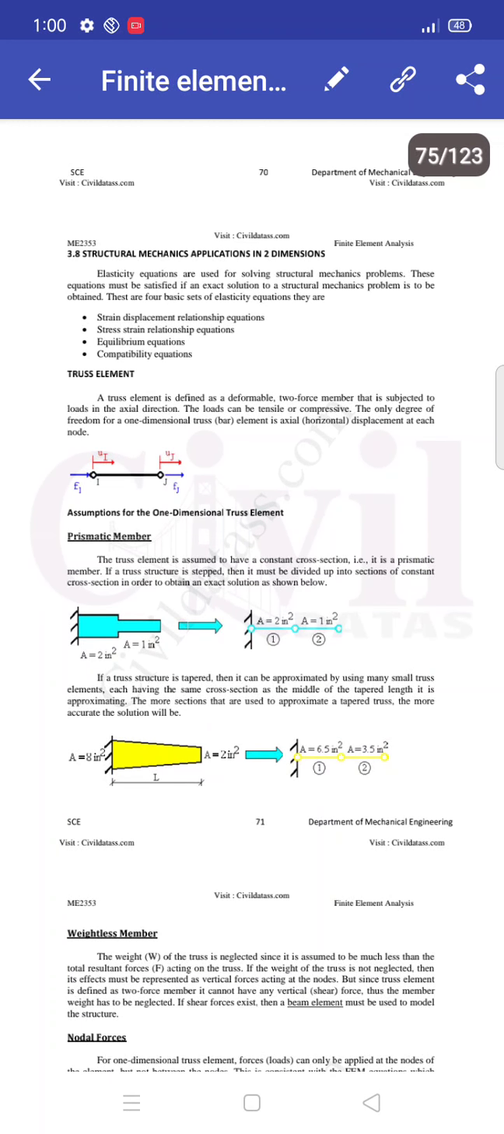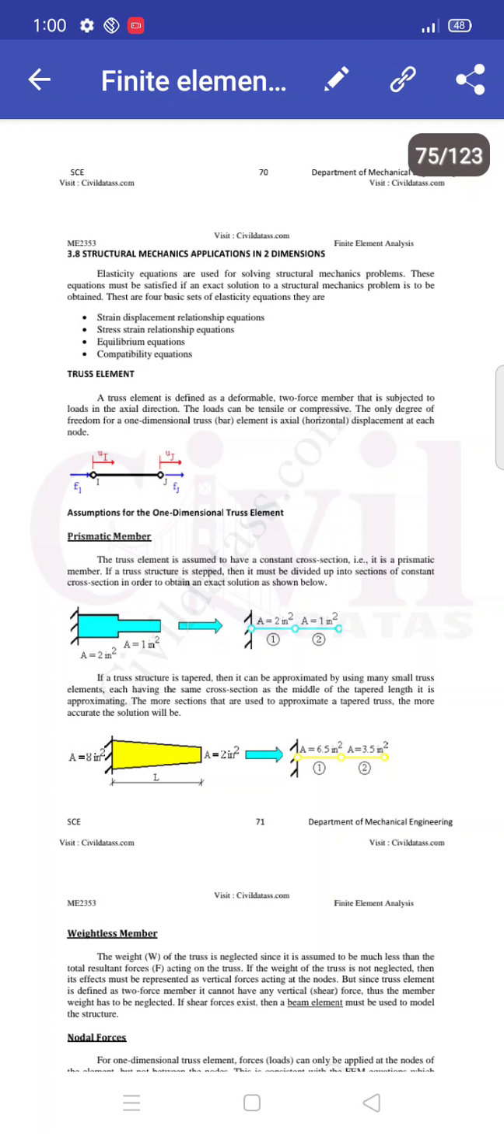Structural mechanics applications in 2 dimensions. Elasticity equations are used for solving structural mechanics problems. These equations must be satisfied if an exact solution to a structural mechanics problem is to be obtained. These are 4 basic sets of elastic equations: strain displacement relationship equations, stress strain relationship equations, equilibrium equations, and compatibility equations.